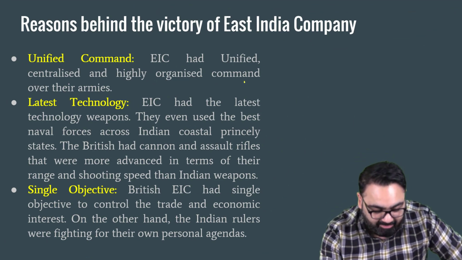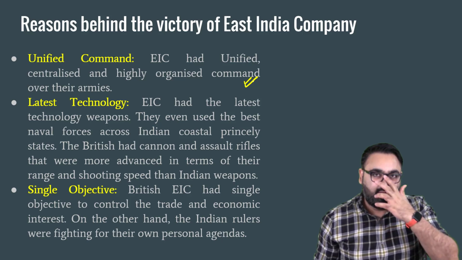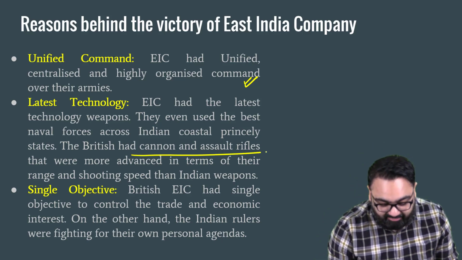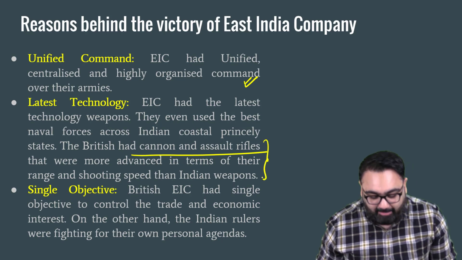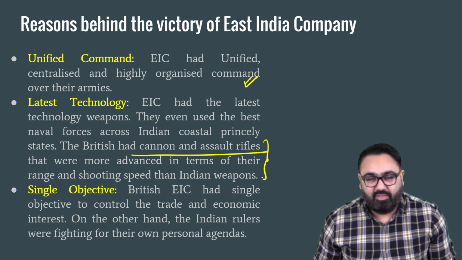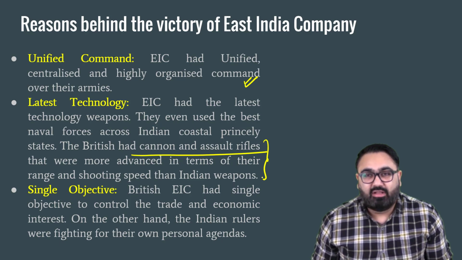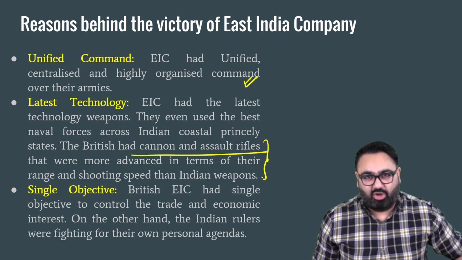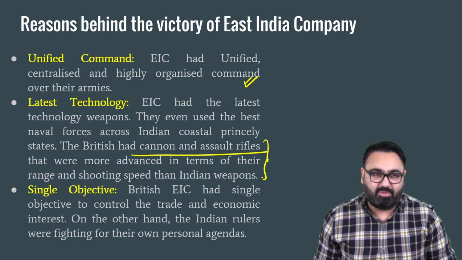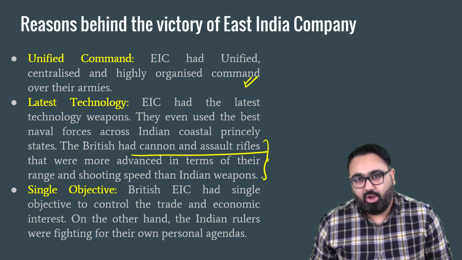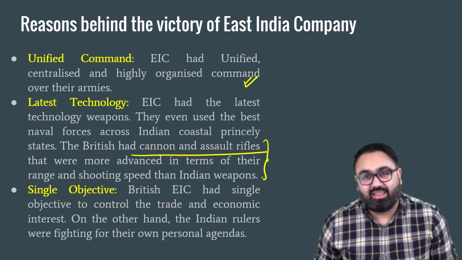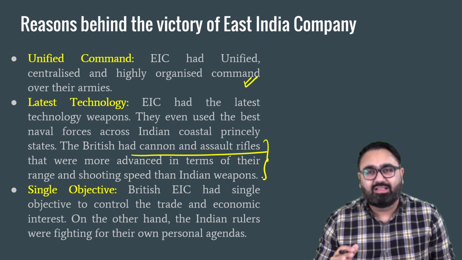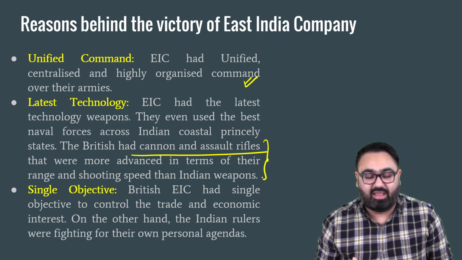First, as I said, they had a much more unified command. They had much better technology. British had cannons, assault rifles, much more advanced as compared to the Indian weapons. They had access to European technology. They were able to import it. Now, some of the Indian armies did have good state-of-the-art weapons, but not all the rulers. Only the rulers who were aware that they would require this to fight against the British were the few that had actually invested in their military, in their army.